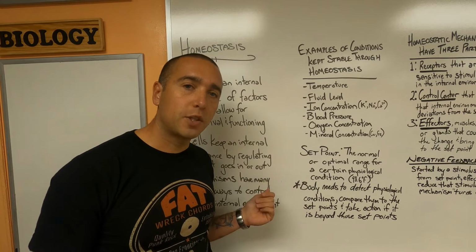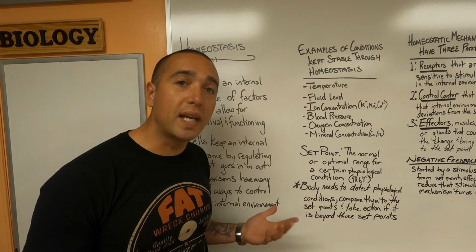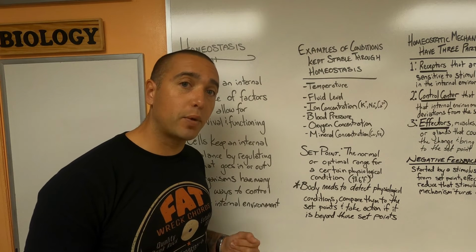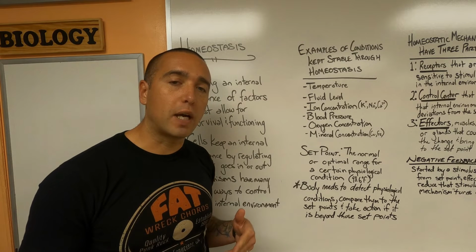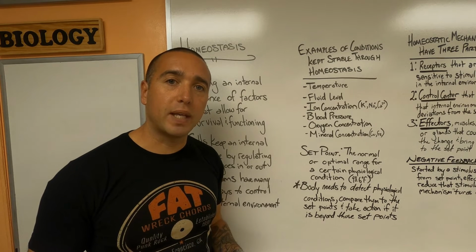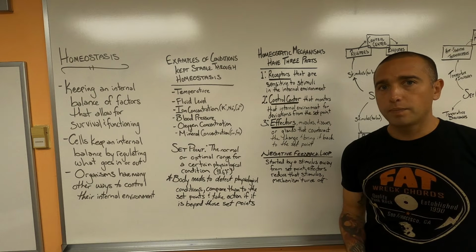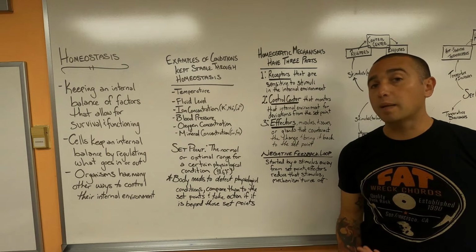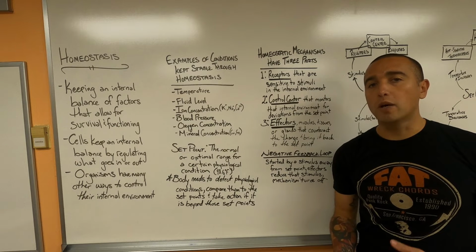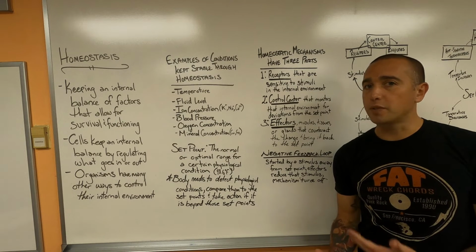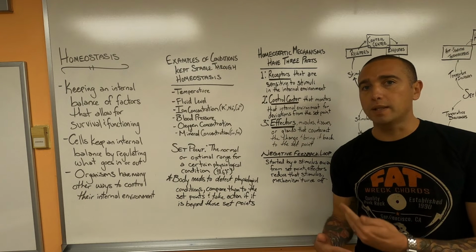To maintain these set points, your body has to have a way to sense if you're getting away from that set point for that condition. You have to have a way to figure out what to do about it, and you have to have a way to get back to that set point. So in general, to keep your body at a set point for a certain condition, you need to have three parts to a homeostatic mechanism. Homeostatic mechanism meaning a way to keep your body at a set point for a certain condition.